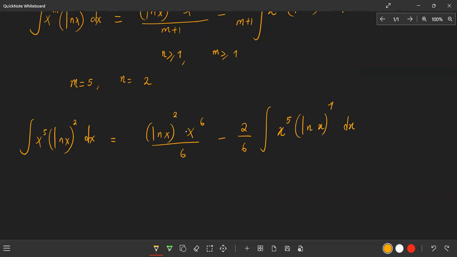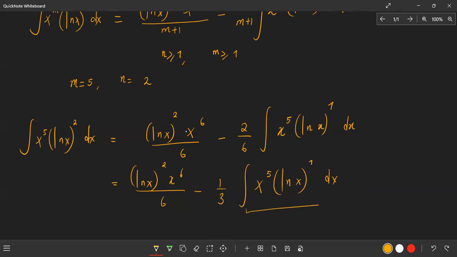Okay, so we can simplify this a little bit more. So natural log of x, this is x power 6 over 6 minus, you can reduce this as 1 over 3. Okay, and then if you notice here, we still have something that we can apply. Let's apply this one to our formula. You notice that there's something new again on this part. So on this part again, we're not done.